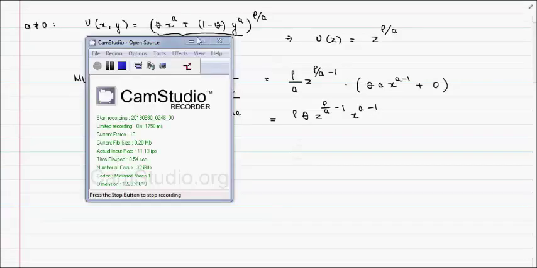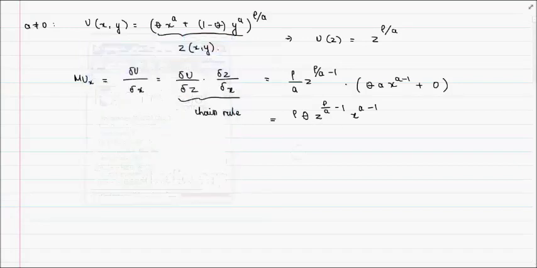Now as you can see, we have a z here, and we want to express this expression in terms of u, because that is what the question is asking you to do. So we want to convert z into u. Knowing that u is equal to z to the power rho on a, in order to find the value of z in terms of u, you just have to take the power of a on rho to both sides of this equation.